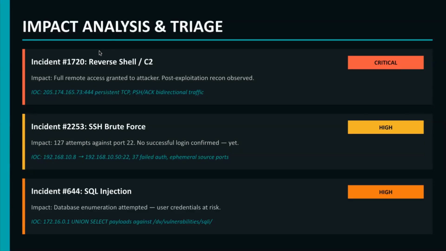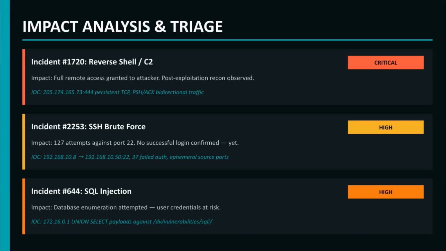This is the impact analysis and triage. For incident 1720, reverse shell, the impact was remote access granted to an attacker. Post-exploitation reconnaissance was observed. It was labeled as critical. The indicator of compromise was the IP address 205.174.165.173. There were persistent TCP packets going bidirectionally, indicating communication back and forth.